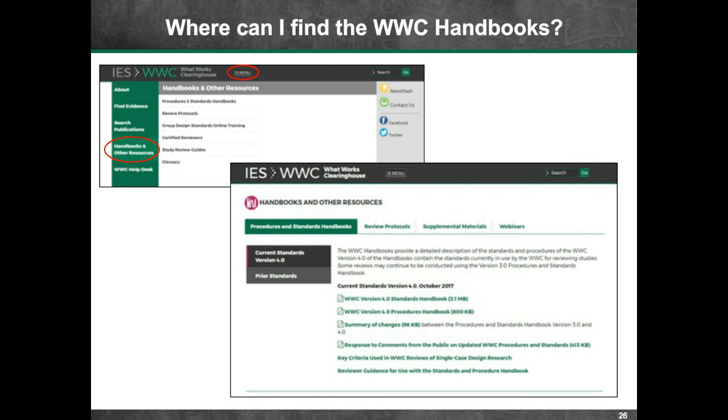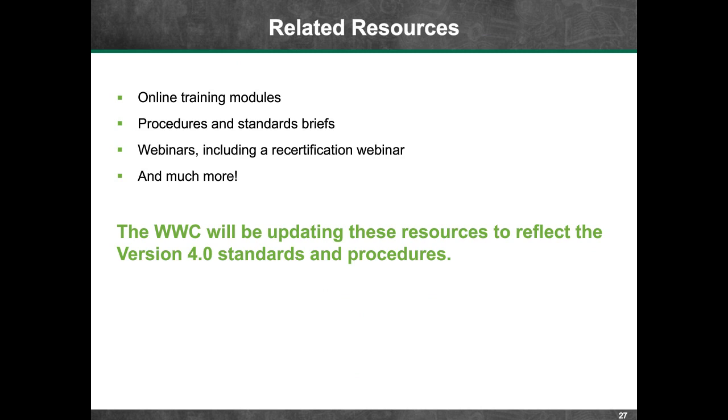We have a number of other resources related to procedures and standards that you may be interested in. On the handbooks page, you can find webinars related to standards and other materials such as standards briefs and our review protocols. Elsewhere on the site, you can find a set of online training modules that cover the WWC procedures and standards. These will be updated soon to reflect the version 4 changes, and new modules will be posted over the next few months. Finally, for those of you certified on version 3 standards, you'll be informed shortly on how to be recertified for version 4.